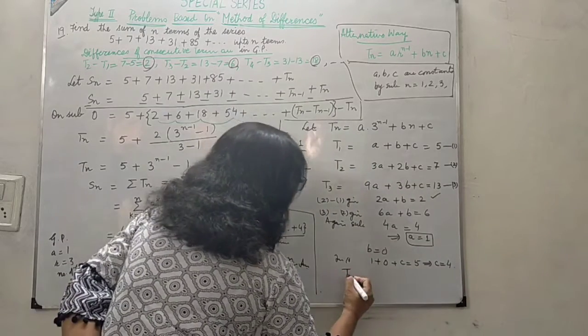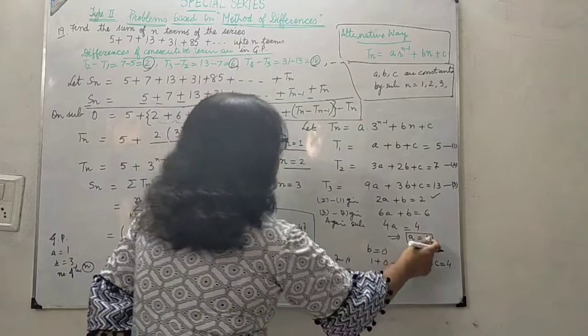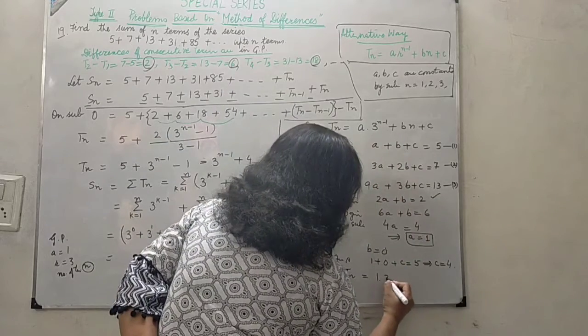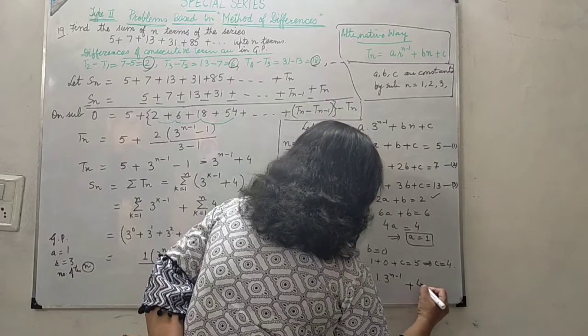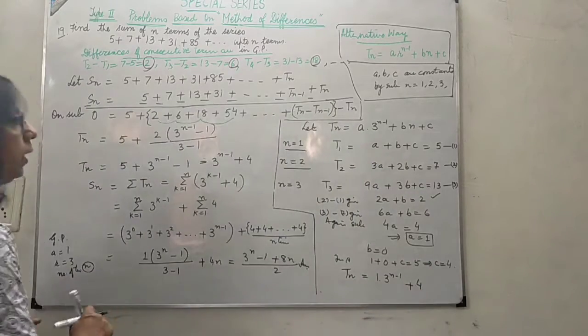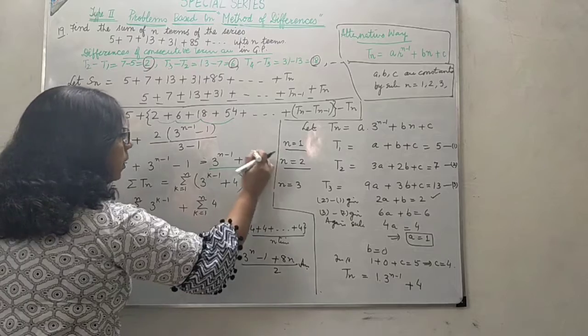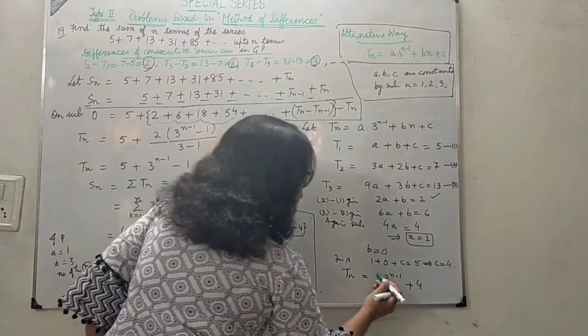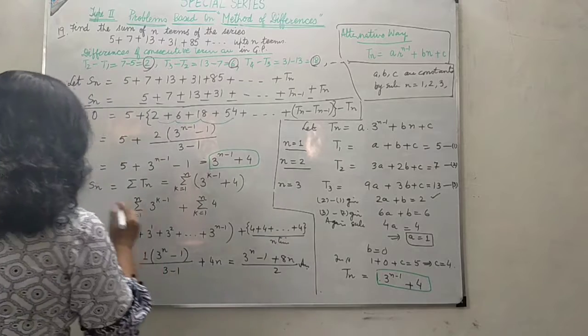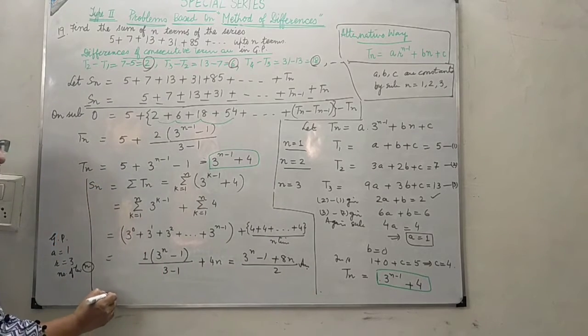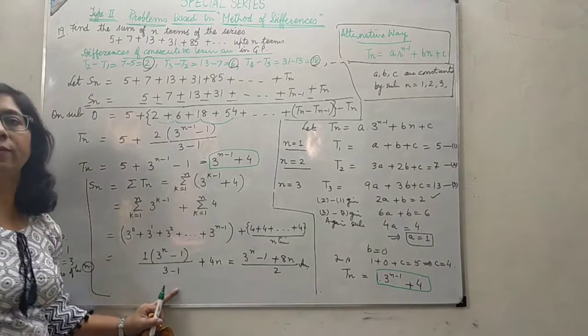That means our Tn becomes 1 into 3 raised to power n minus 1 plus b as 0 and c as 4. So we have already got the same result over here, and you can see we are getting it the same with both procedures, and the remaining part of the question remains the same for finding the sum of n terms.